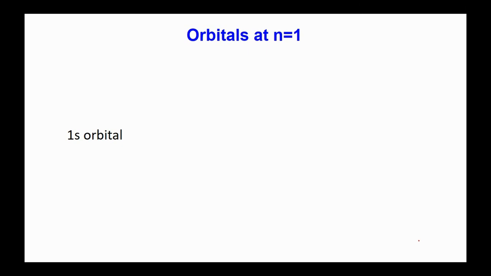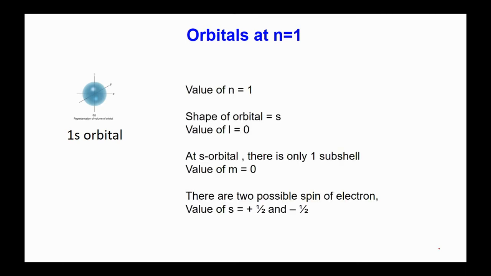So let's look at this one here. We want to look at the explanation more clearly. Okay, so for example, for n equals 1, we have 1s orbital. So for this one, the value of n here is 1. The shape of orbital is S. Okay, when you have to draw, you know, you have to draw the spherical shape. Don't forget they exist when you draw the shape of orbital. Then the value of L when the shape is S is 0. So at S orbital, there is only one subshell, so M is equal to 0. There is one value. So there are 2 possible spin of electron. So the value is positive half and negative half.